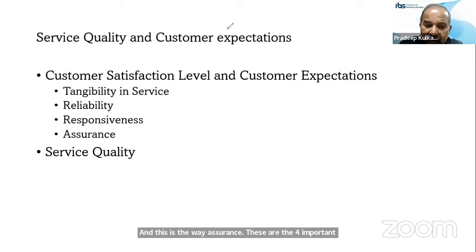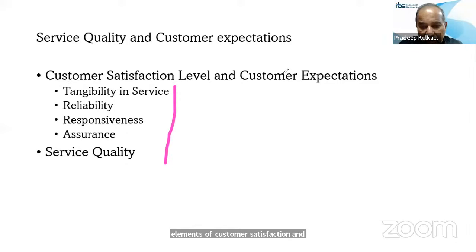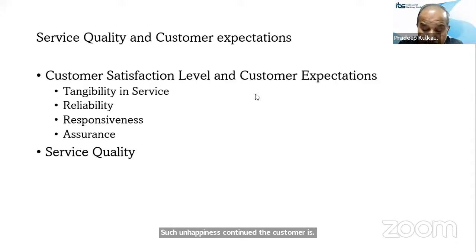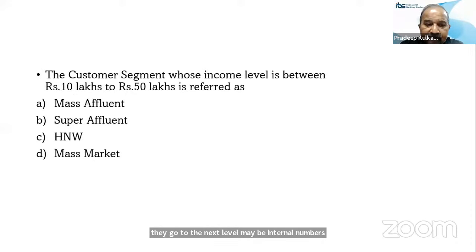And anywhere we fail, then the customer is unhappy. If such unhappiness continues, the customer is aggrieved. And that aggrievedness only leads to customer complaints. And when the customer complaints are not resolved, then they go to the next level, maybe internal ombudsman, maybe external ombudsman. Now, here is a question.